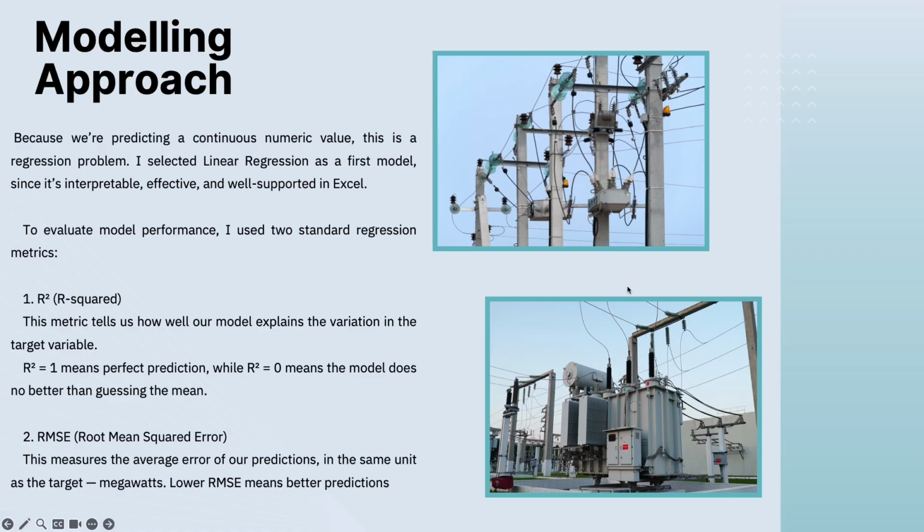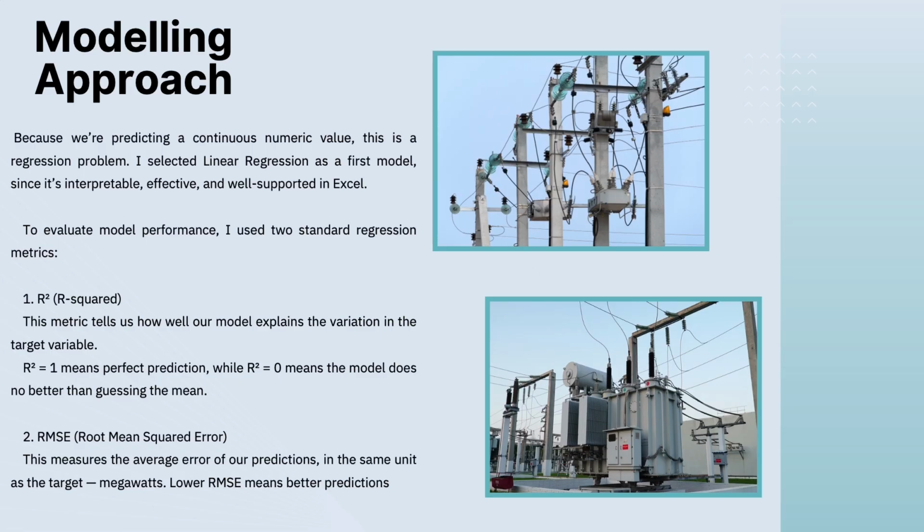To evaluate model performance, I used two key metrics: R-squared, which shows how much of the variation in the target is explained by the model. The closer to 1, the better. And RMSE, or root mean squared error, which tells us how far off our predictions are, on average, in megawatts. Lower RMSE means better accuracy.